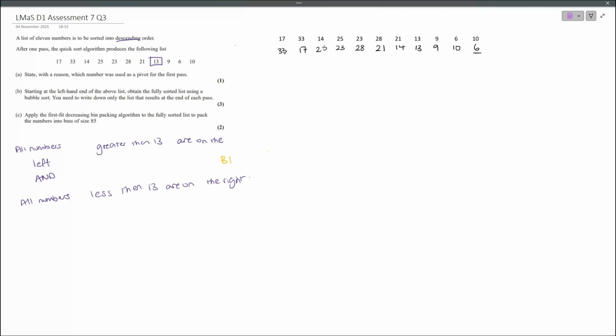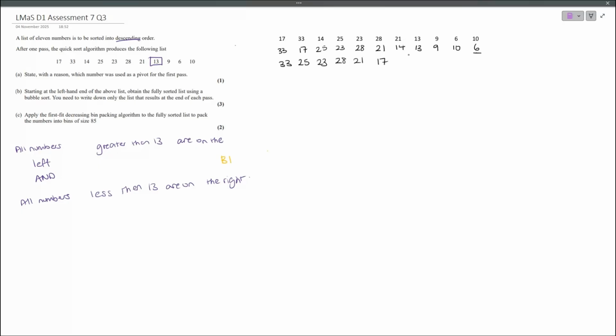Do 33 and 17 need to swap? No, they don't. Does 17 need to swap with 25? Yes, it does. It's going to keep swapping until it reaches this position here, and then it's stopped by 14. So all of the rest of these numbers will move to the left one place.